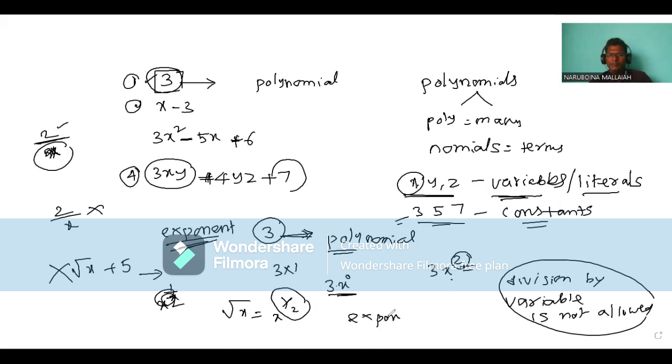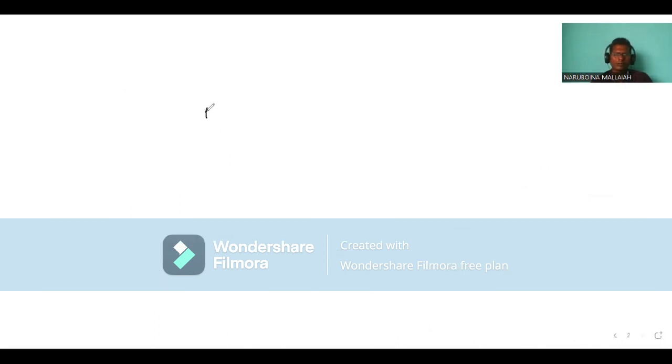Exponents must be non-integers, or you can remember as whole numbers. Here, whole number starts from 0, 1, 2, 3, 4, and so on. So exponent must be a whole number. These are the conditions to become an algebraic expression, a polynomial. I hope you understood clearly. Now I will write its definition.